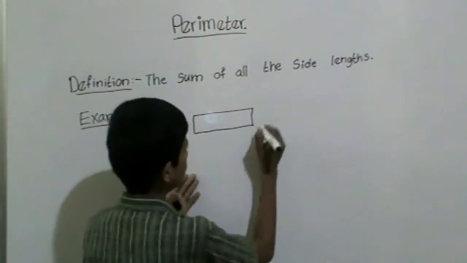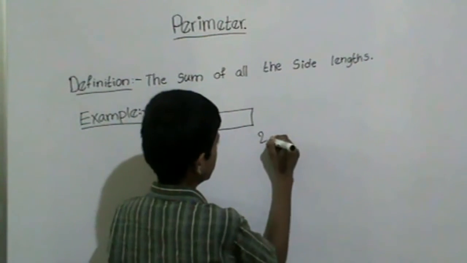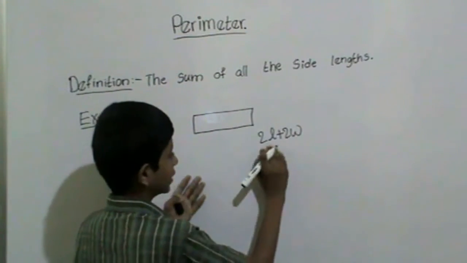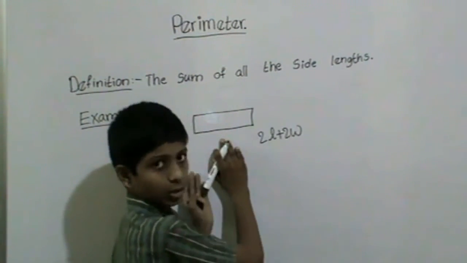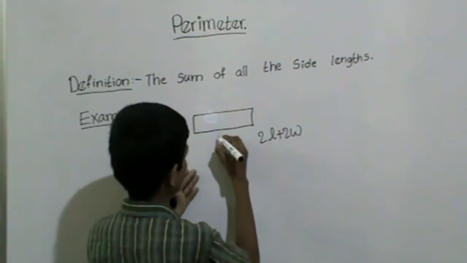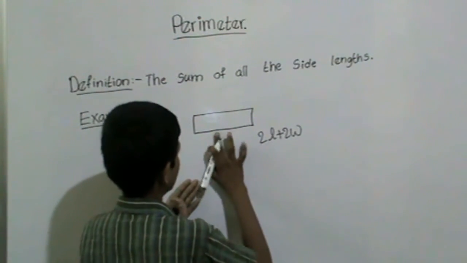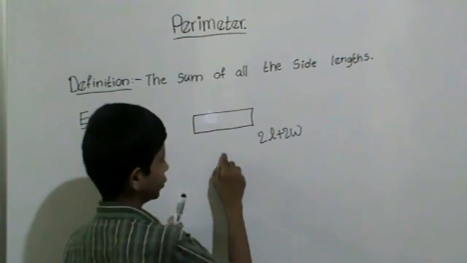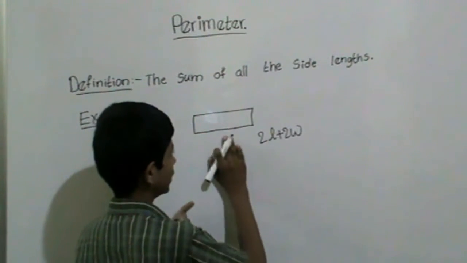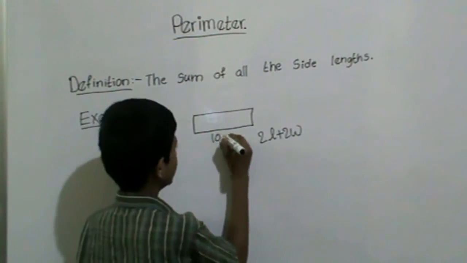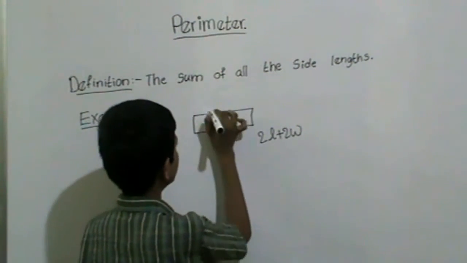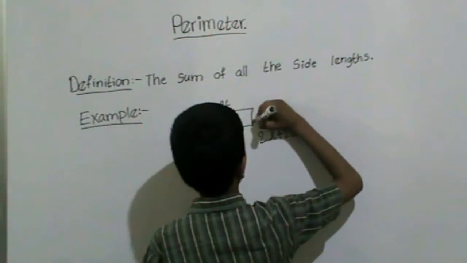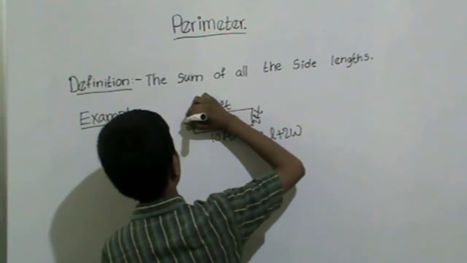to calculate the perimeter, you have a formula like 2 times the length plus 2 times the width. Let us calculate the perimeter of this rectangle by this formula. The length is the longest side of a rectangle. If you see, this is the longest side of this rectangle. Say this length measures 10 feet and this length also measures 10 feet. This width measures 2 feet and this width measures 2 feet.